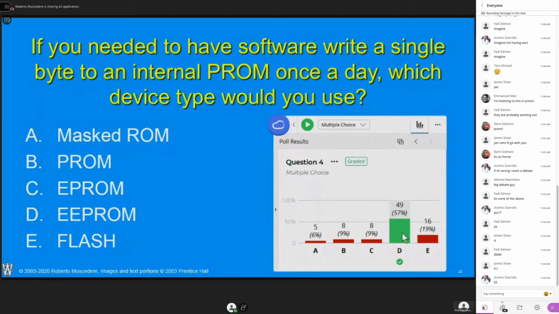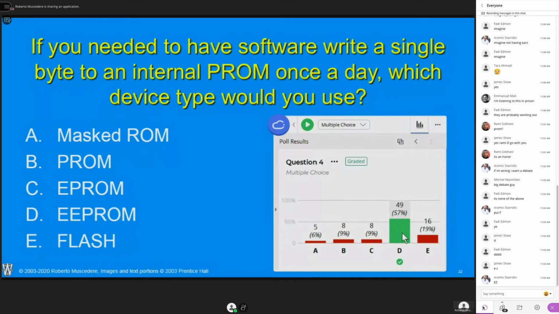Now, I could also use Flash. Options A to C couldn't be done in software. You need some kind of hardware mechanism to do that, right? Obviously, the first one is no good. That would have to be done in manufacturing. B, it can only be changed once and then it's done. And C would require a UV light source to be applied.